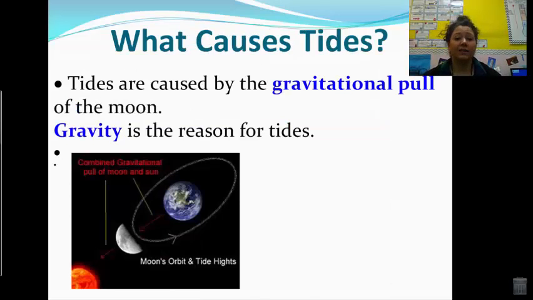Okay, and so what causes the tides? Basically the tides are caused by the gravitational pull of the moon. Remember, gravity is a force that pulls objects to the center of the earth. So you see here we have that position of the earth and the sun and the moon, and that combined gravitational pull, a lot of it has to do with the gravitational pull of the moon because the moon is closer to the earth than the sun, but the sun does play a small role in it as well, and that gravitational pull from the moon and even the sun is the reason for the tides.